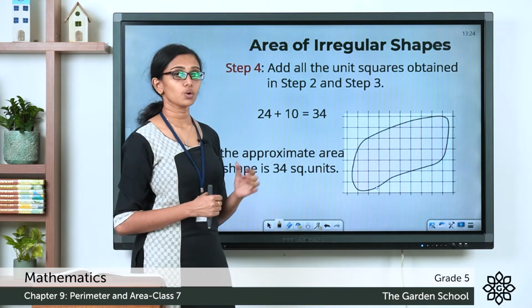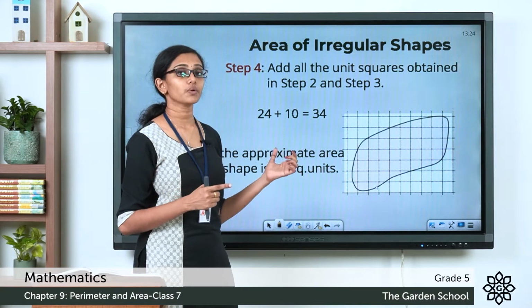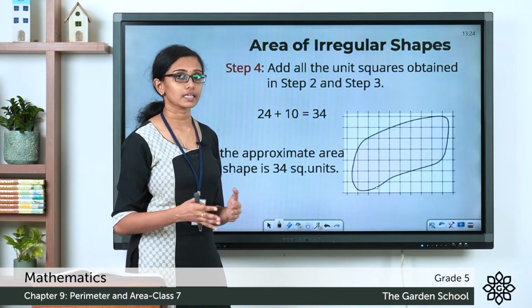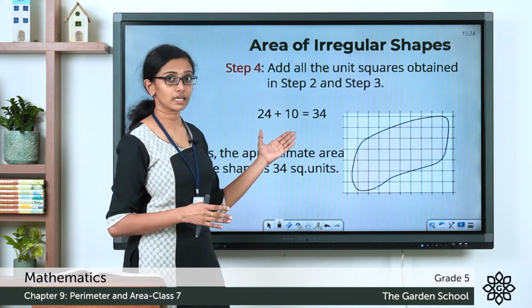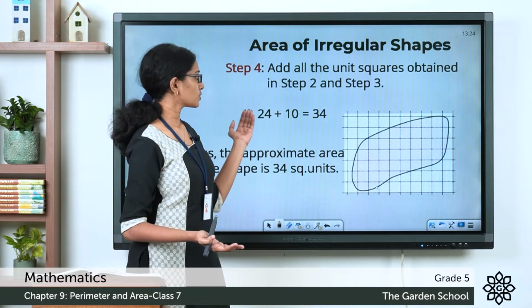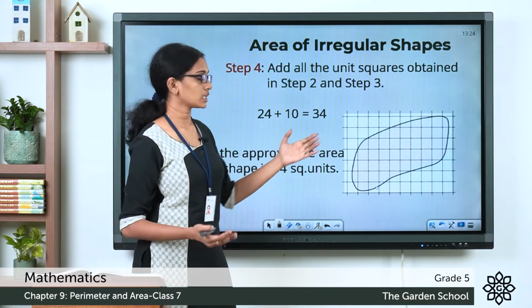So here in this picture, the squares which are covered by half or more than half were 10. So we had counted a total of 24 complete squares. So we have to add these two. So that is the next step. So 24 plus 10 half squares or squares which are covered more than half. 24 plus 10 is equal to 34.